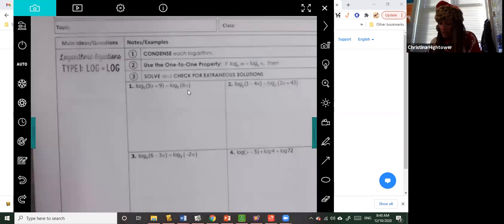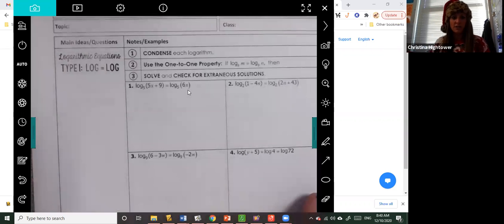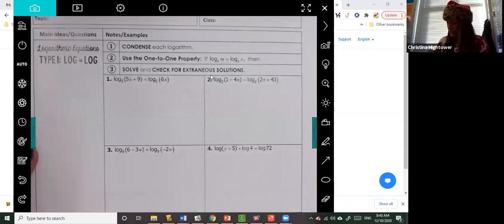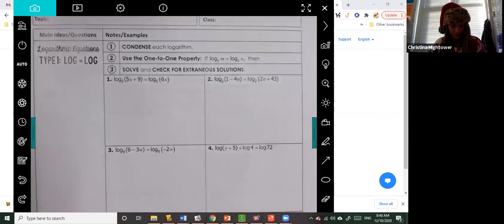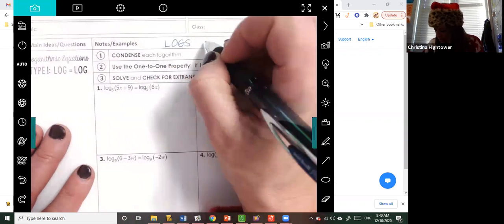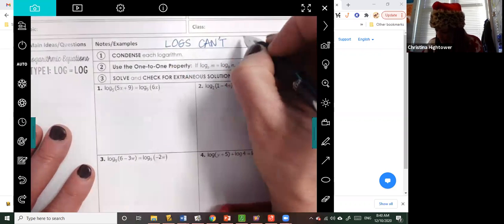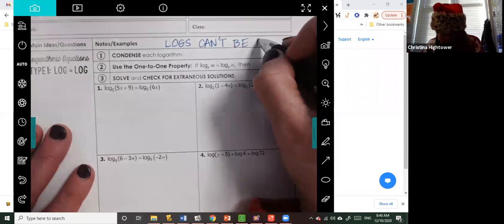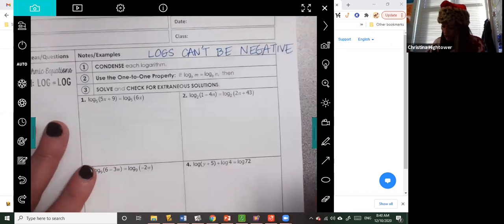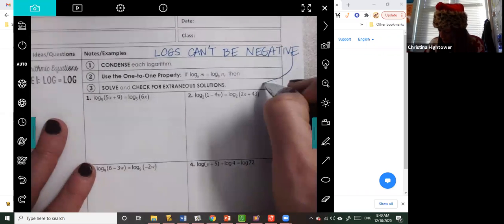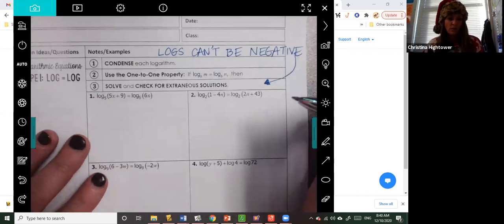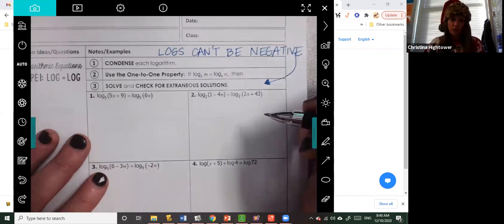Today we are learning about logarithmic equations. We're just going to go ahead and solve them out. This is going to be pretty easy. The first thing you have to know is that logs can't be negative. I want you to write that down. They can't be negative. So when it says that there might be extraneous solutions, or solutions that don't work, it is if you get a negative value for x, then we know that that is an extraneous solution, okay?